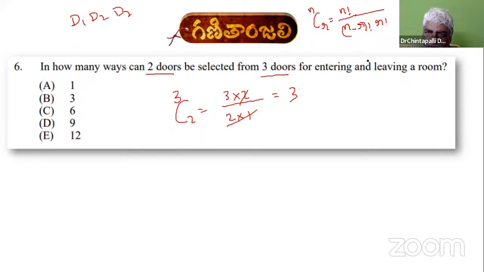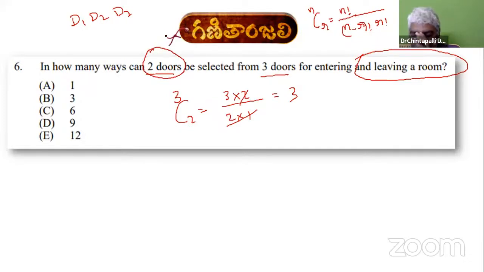Here we did not bother about entering and leaving the room. We did not think about it. See, 2 doors are selected. In those 2 doors, one door is used to enter and another door is used to leave. Number of ways of selecting 2 doors from 3 doors: 2 doors can be selected in 3 ways.